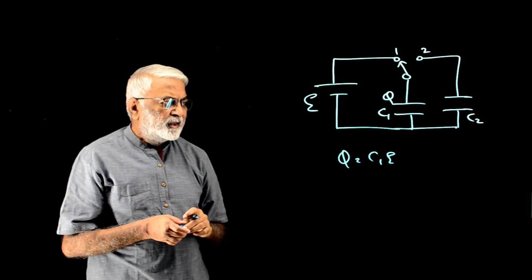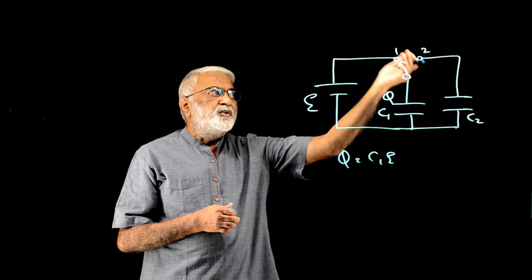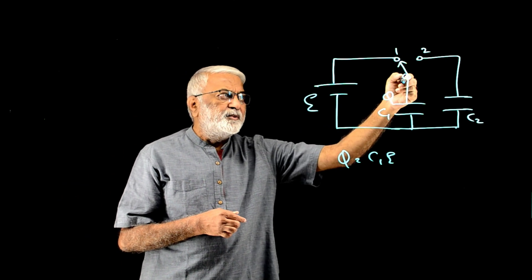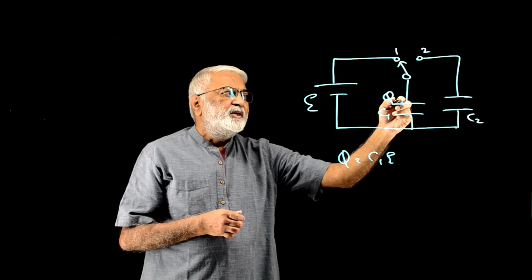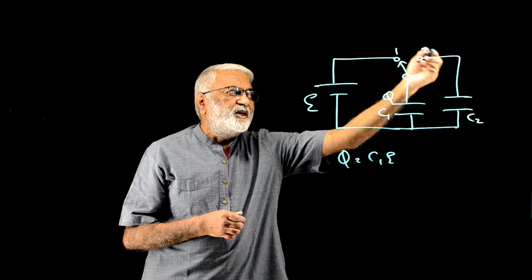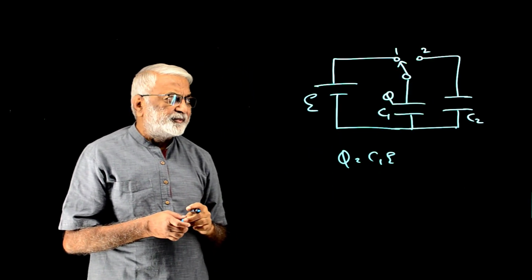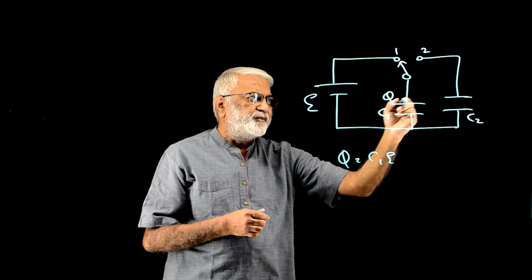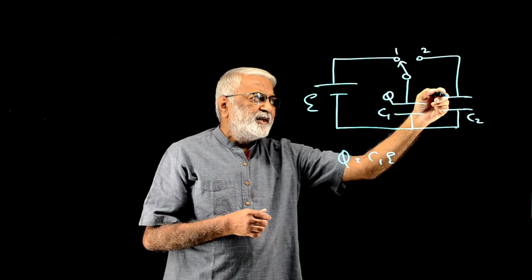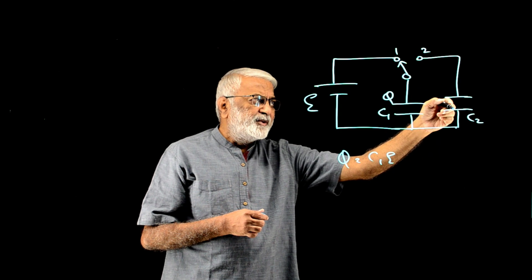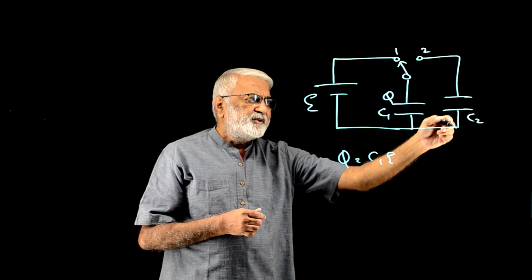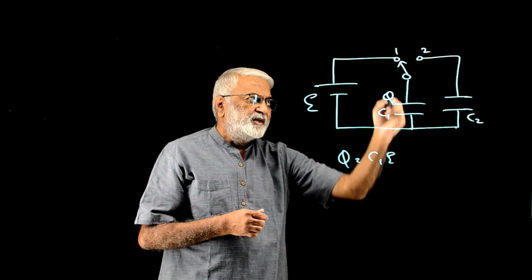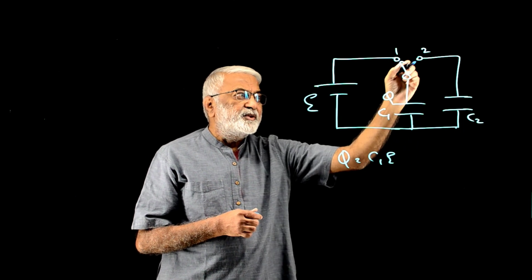Our interest is what happens when the switch is thrown to connect to 2, so that this capacitor discharges, loses some of its charge to the capacitor C2. So some charge will flow from here to C2, from this plate to this plate, and as charge arrives here on the top plate, it will induce a negative charge and some positive flows back. So this part of the circuit is active when you throw the switch to 2.